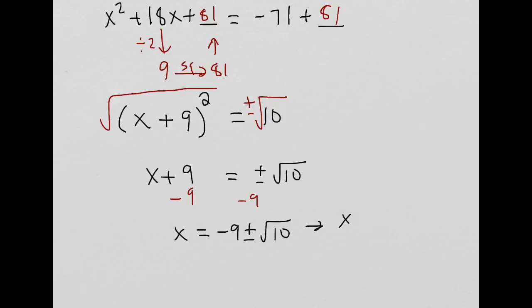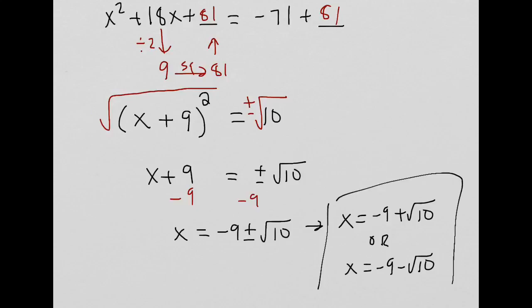So one solution is x equals negative 9 plus the square root of 10. The other solution is x equals negative 9 minus the square root of 10. Okay, again, I can't simplify what's under the square root. If I could, I would do that. But here, this is my final answer.